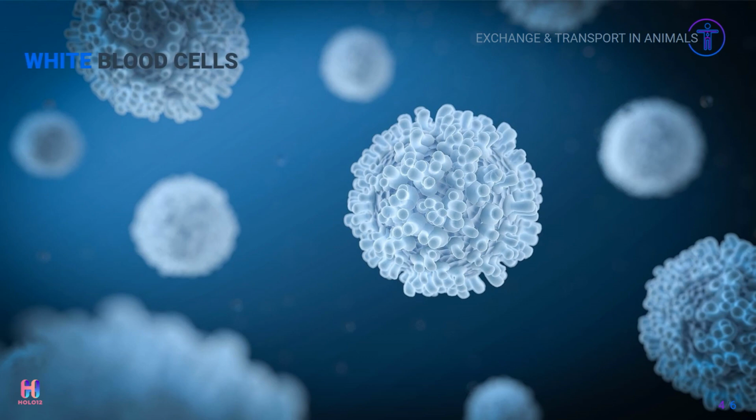White blood cells. White blood cells don't contain hemoglobin. They protect us from various disease-causing microorganisms and foreign particles. They are an important part of our immune system. There are two main types of white blood cell, the phagocyte and the lymphocyte.